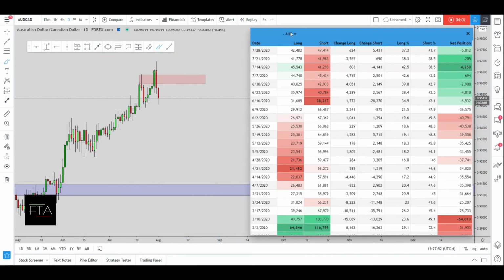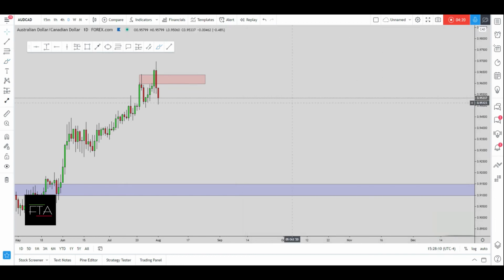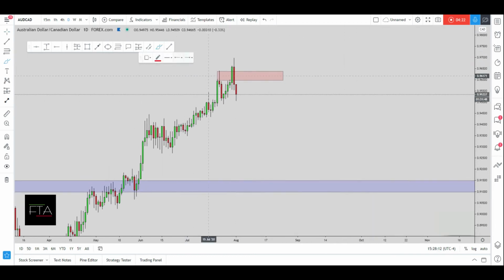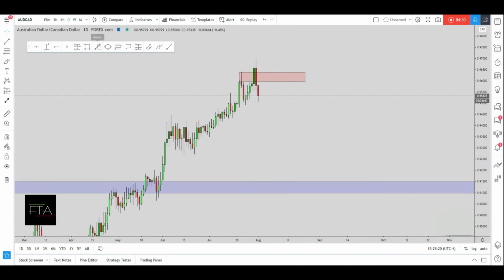And if we go and see what we have from a CAD perspective, we can see that we went from minus 35K to minus 12K net positions, meaning that net positions are increasing with longs getting added from an institutional perspective on the CAD. So CAD is getting stronger, with longs going from 19 to 32K. So definitely institutions have started to sell the AUD and buy the CAD. So can we expect a move to the downside? Absolutely yes. And how will we be approaching this pair with students?